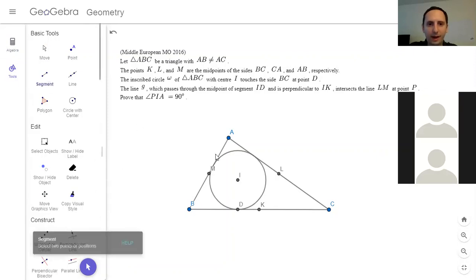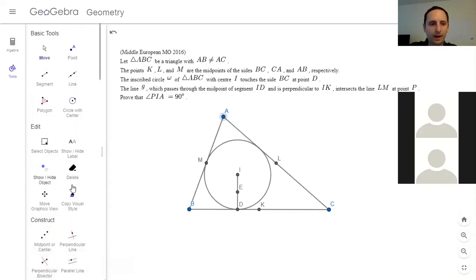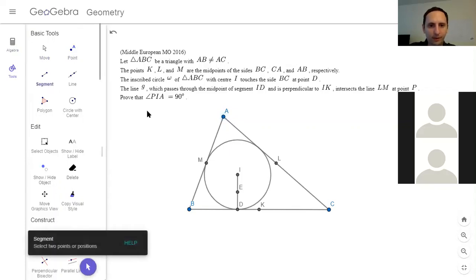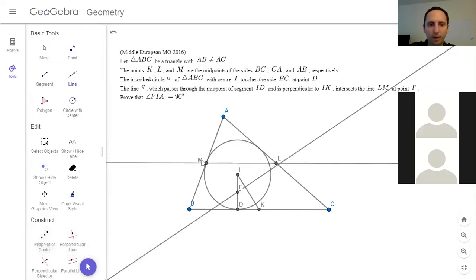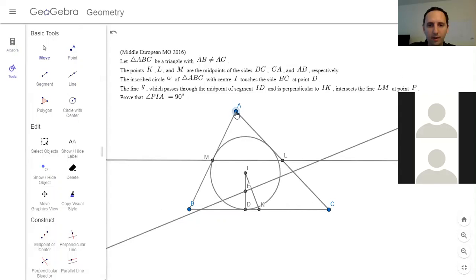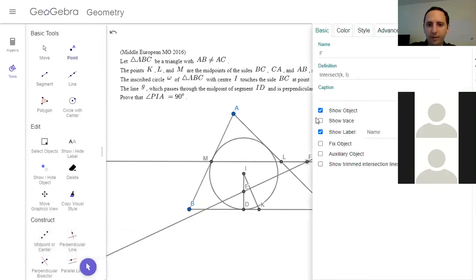So we have a line, this is really interesting. It passes through the midpoint of ID. There's not many problems like this that involve the midpoint of ID, but it passes through it and it's perpendicular to IK. It intersects LM, which is kind of the midline, at point P, and we want to show angle PIA is 90 degrees.